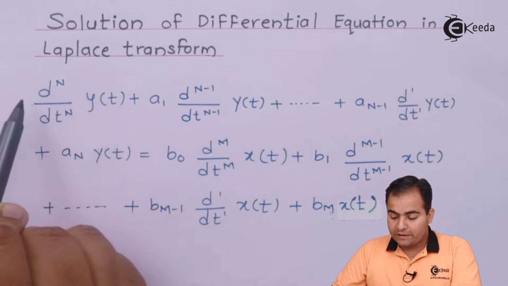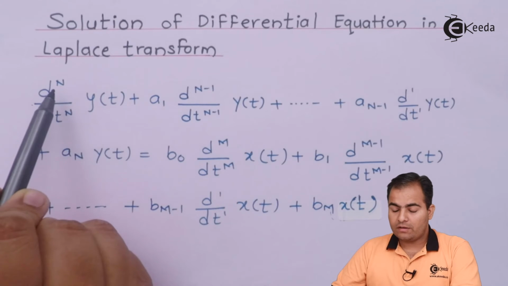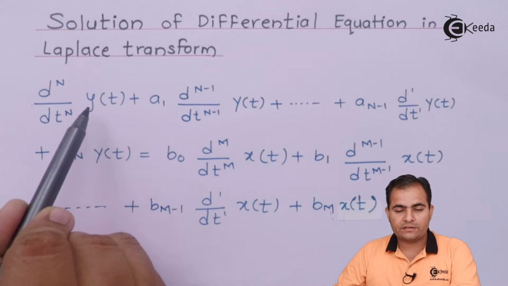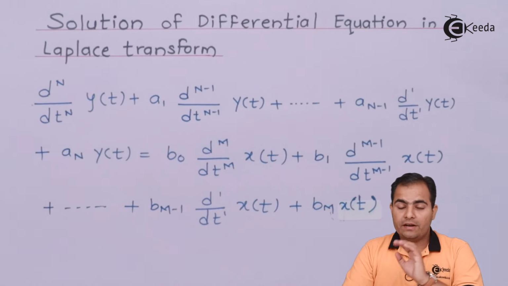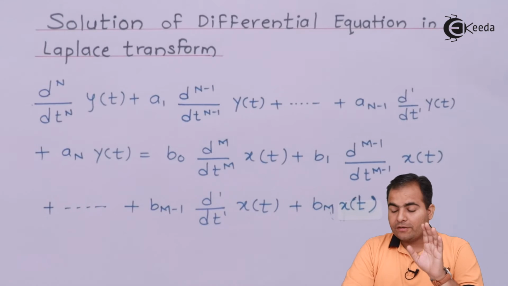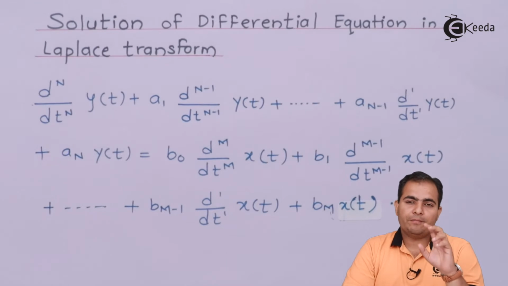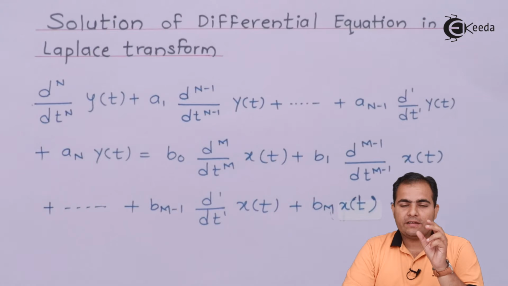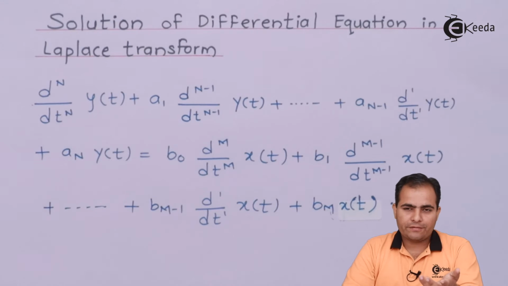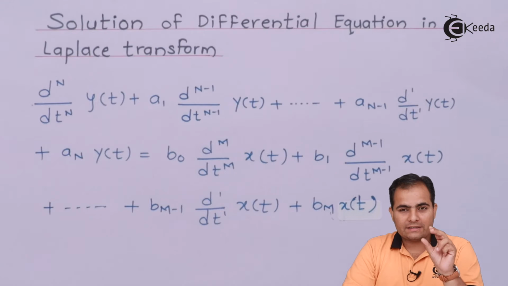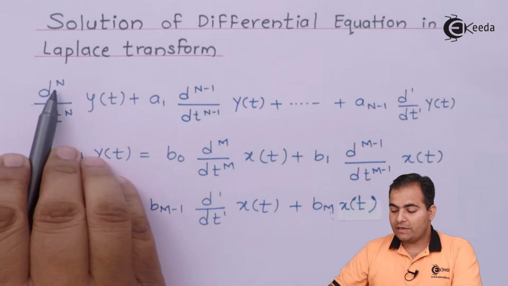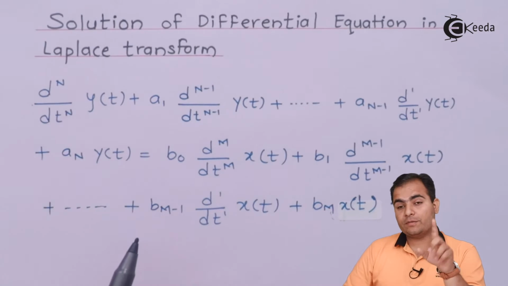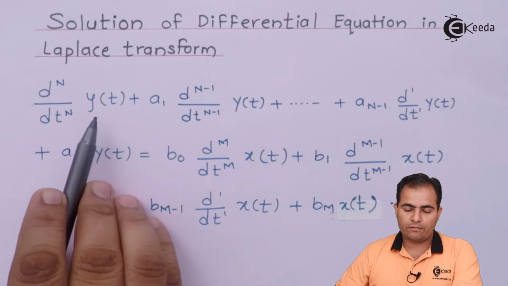If we are differentiating any function till nth order, then simply multiply the Laplace transform of that function by s to the power n. I'll repeat, if we differentiate any function n times, then the Laplace transform of it is simply the Laplace transform of y of t, which is Y of s, multiplied by s, and the power of s is nothing but the order of differentiation. Here we have order n, so of course we'll multiply s to the power n with the Laplace transform of y of t, which is Y of s.